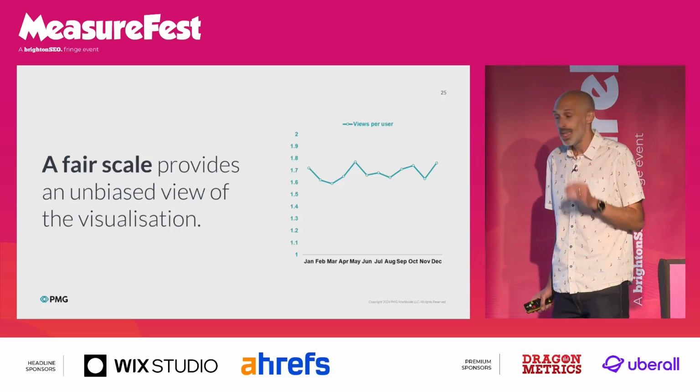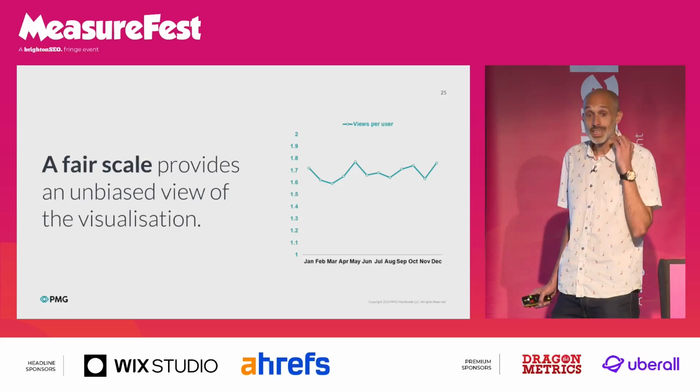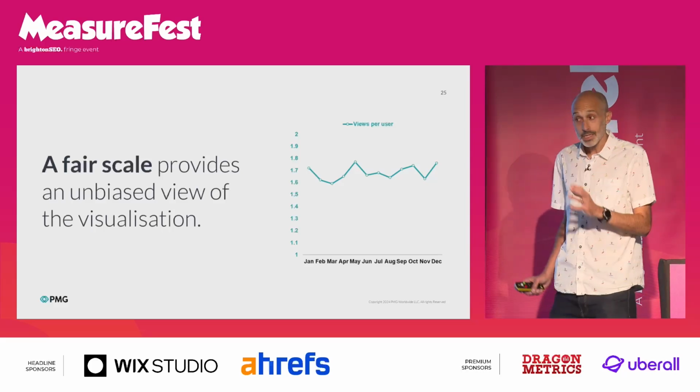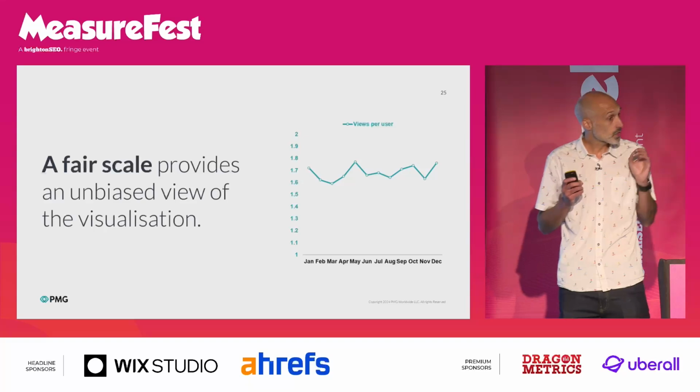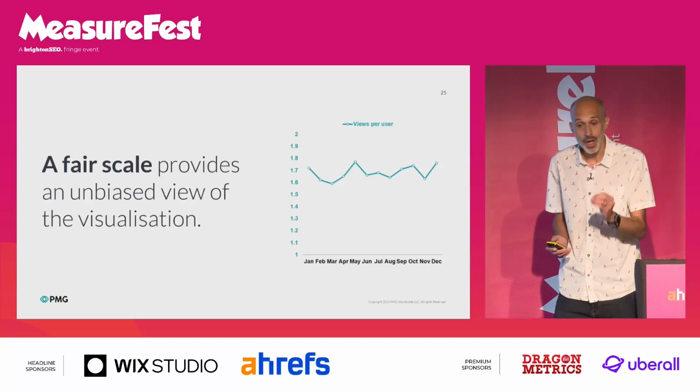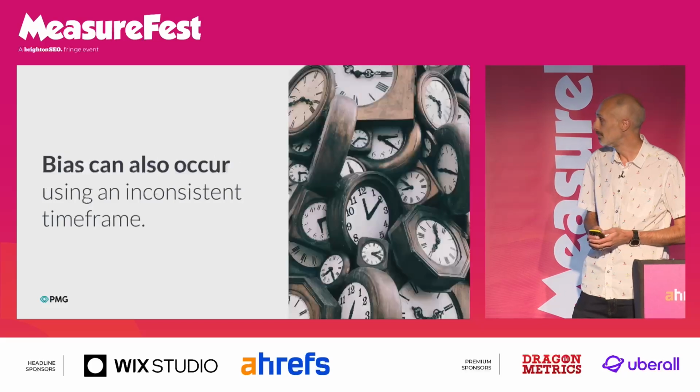is critical. Here, views per user is a metric that can never be lower than 1. So that's why we've chosen 1 as our minimum limit. To keep things simple, we've gone from 1 to 2 in increments of 0.1. So you can see here that a fair scale provides an unbiased view of our visualization.